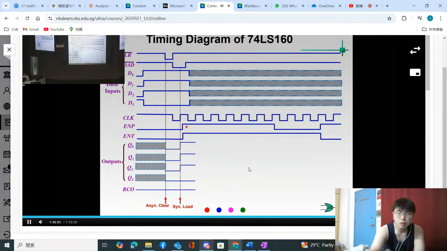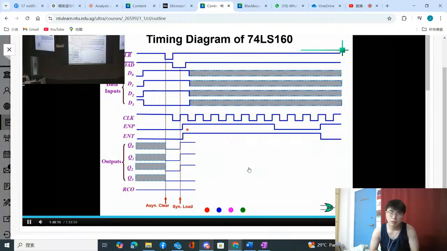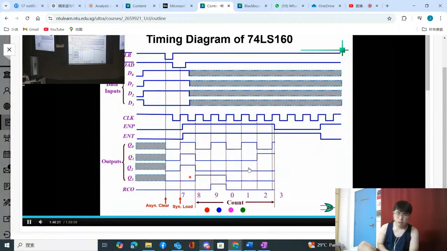Then after you disable the load, you also have to enable EMP and ENT. These two are the control. And now you are counting up. So let's assume it's counting up from here. You count from 7. The next count will be 8, 9, 0, 1, 2, 3. When you come to 3, you realize that I activate the EMP. Once you activate it, you hold the count. During this period, when you count to 9, 1, 0, 0, 1, you realize the RCO also goes high. And when it continues at 9, it continues to hold high.